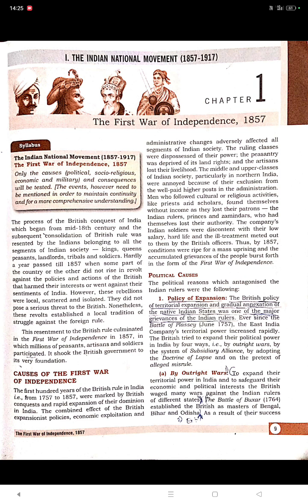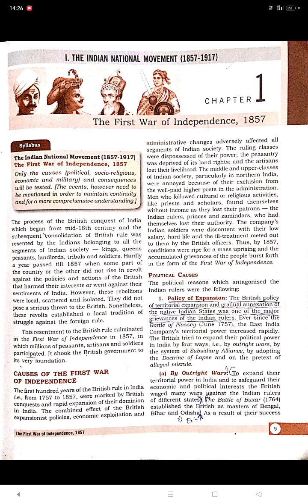Ever since the Battle of Plassey, the East India Company's territorial power increased rapidly. After the Battle of Plassey, the East India Company, which means the British government, increased its power very fast. The British tried to expand their political power in four ways: by outright wars, by subsidiary alliance, by adopting the doctrine of lapse, and on the pretext of misrule. Okay, let's discuss the first way, which is known as outright wars.